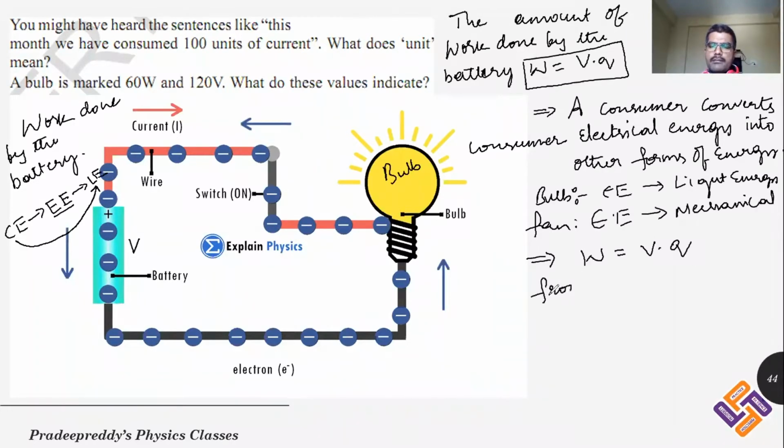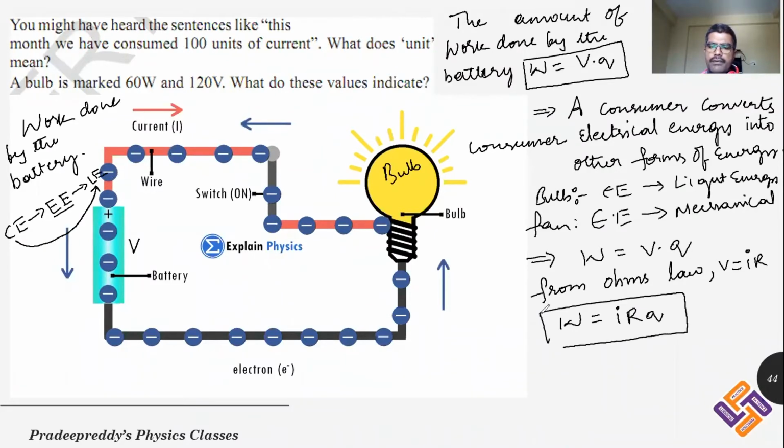From Ohm's law, we can write V is equal to IR, where I is the current flowing through the circuit and R is the resistance of the consumer. Therefore, work done W can be written as IR into Q. This is one more expression which you have for electrical work done.